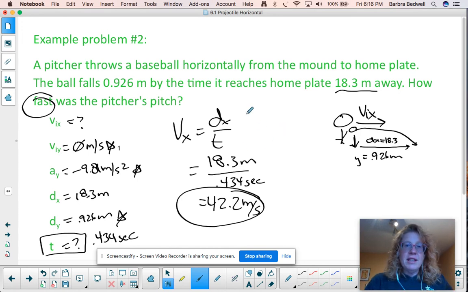So hopefully this gave you a little bit of review on how to do these sorts of horizontal projectile motion problems, and I'll post up a second one with projectiles launched at an angle. So after this, you should be able to go back and reattack that first section of the physics homework.